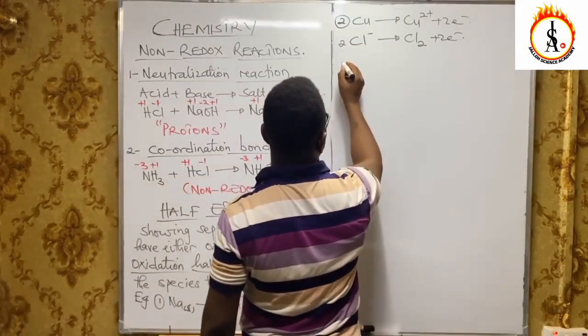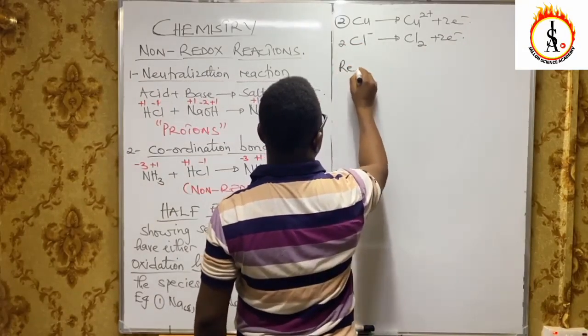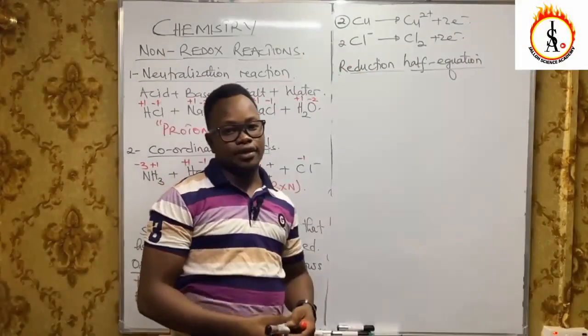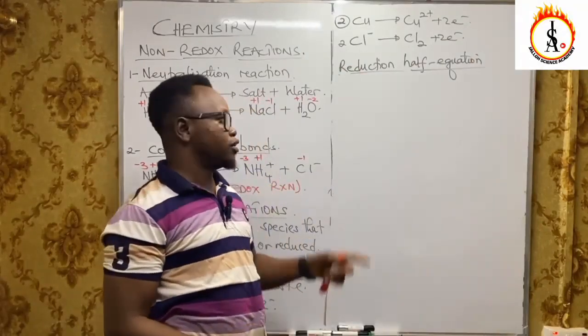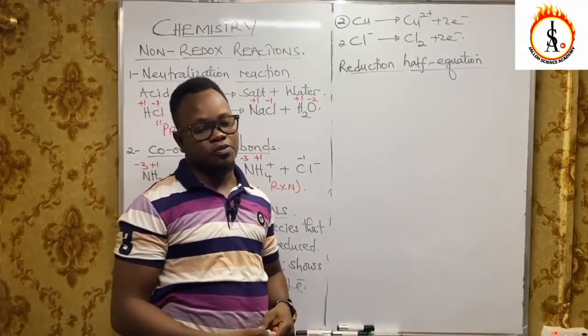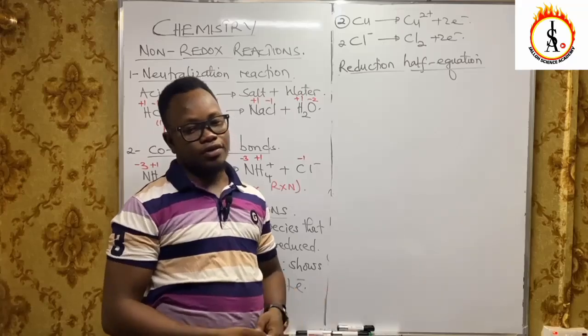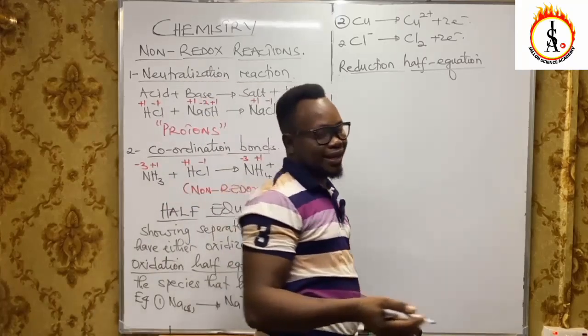So we look at the reduction half equation. Like the oxidation half equation, the reduction half equation shows us the species that have undergone reduction by gaining electrons.